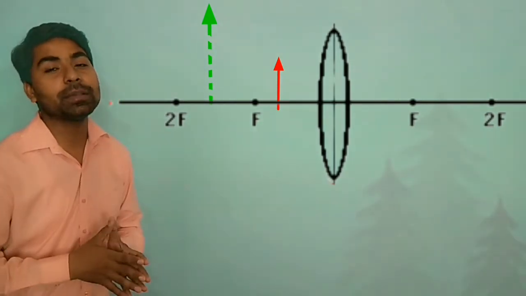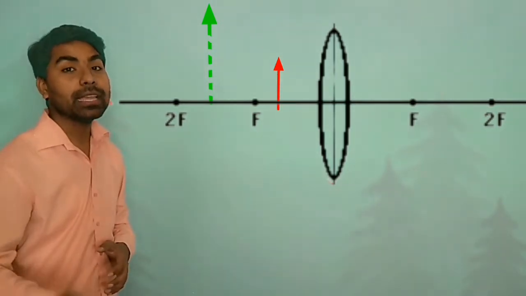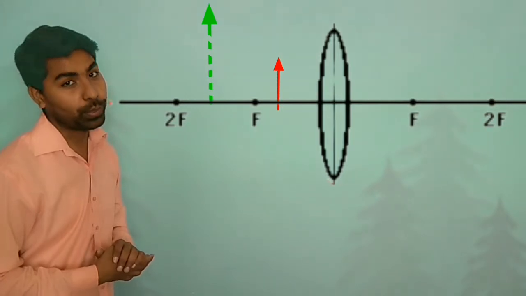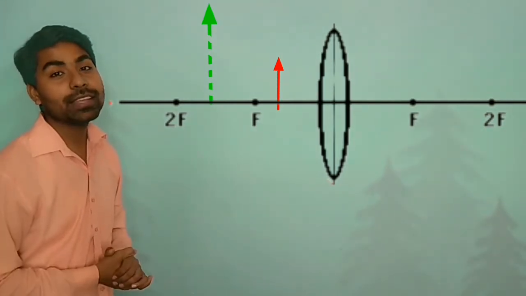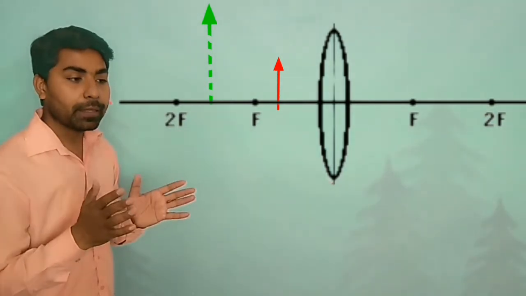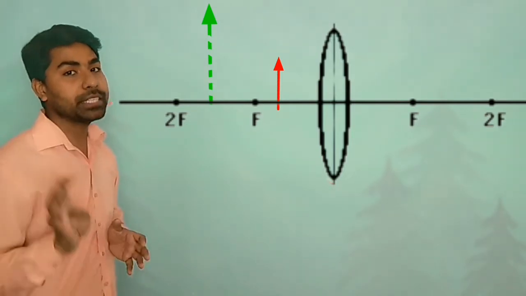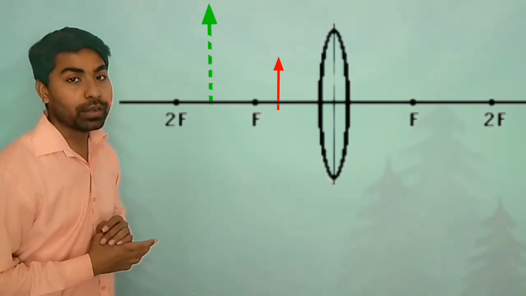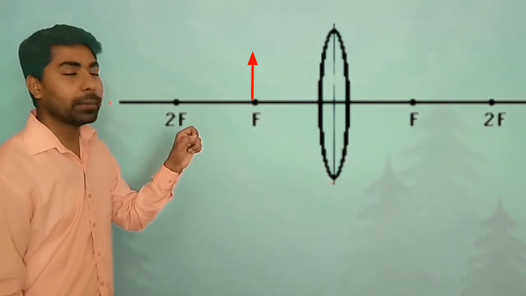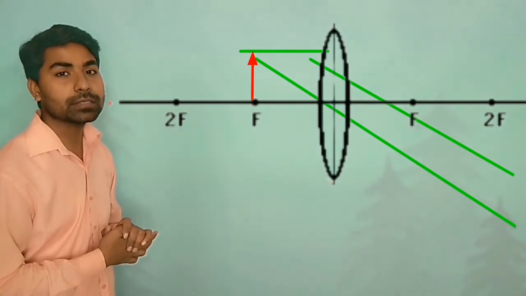But the conditions must be there. The image that you're going to further magnify must be real, and here it is virtual. Then what to do? Second case: suppose you're not putting the object between focus and optical center, because the image is forming virtual. You want it real. So you put the object back, at the focus.